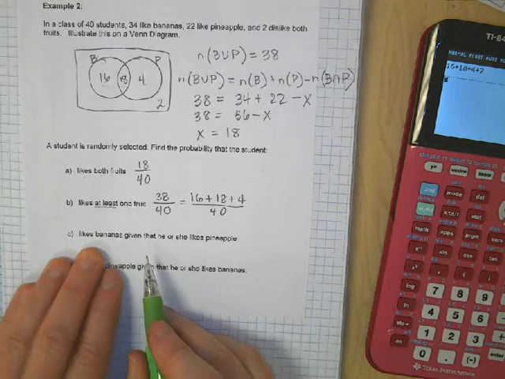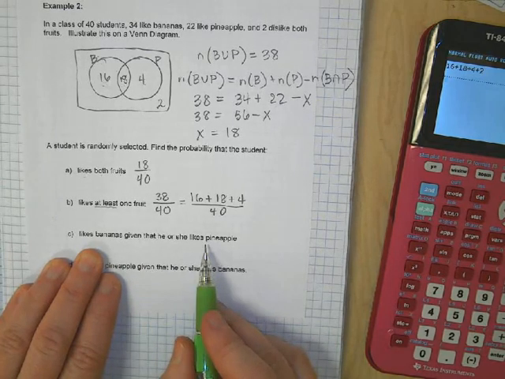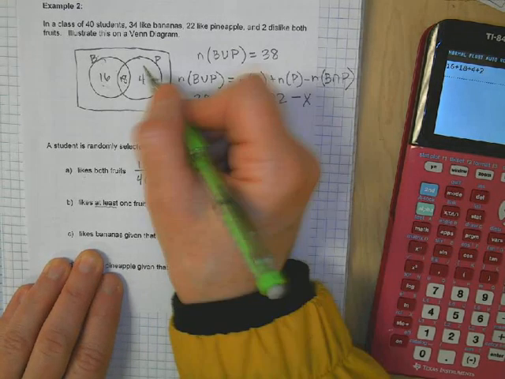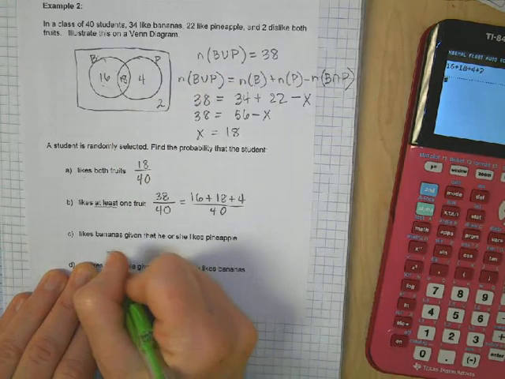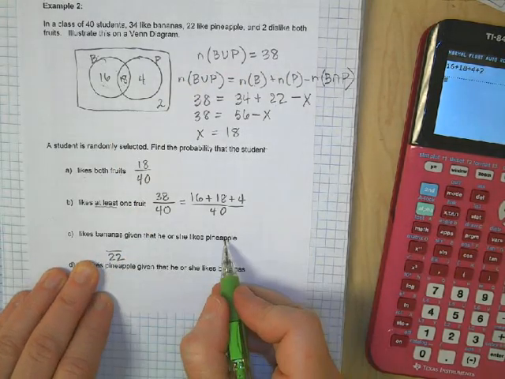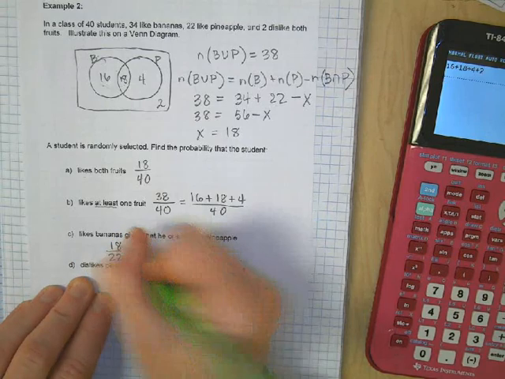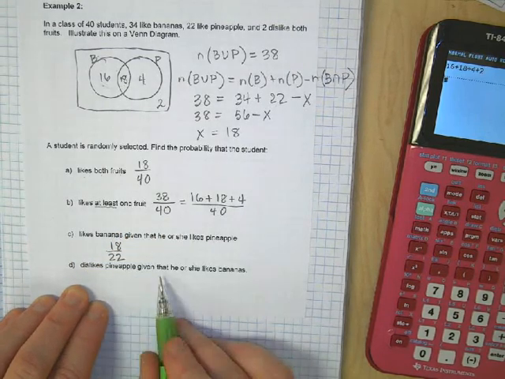Okay, likes bananas, given that he or she likes pineapple. So we're only looking at the people who like pineapple. That's these 22 people. And how many of them like bananas? 18.